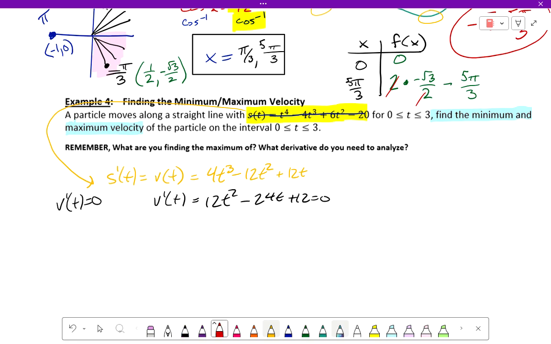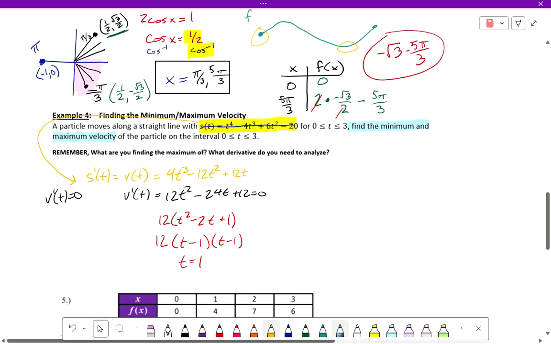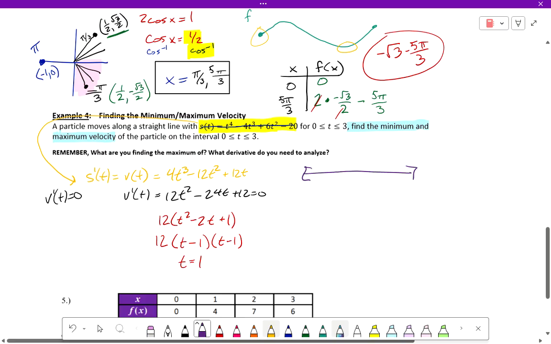Factor, what could I take out? I'm going to take a 12 out just to make the problem a little bit easier. t squared minus 2t plus 1. Then I'm going to factor that. T minus 1 and t minus 1. Okay, cool. So t is equal to 1. Great. Once we've got that, we put it on a sign chart here. So we're going to go over here, do a sign chart. We're going from 0 to 3. It is a v prime analysis, and I'm going to put 1 on that sign chart as well. Are my signs going to alternate?